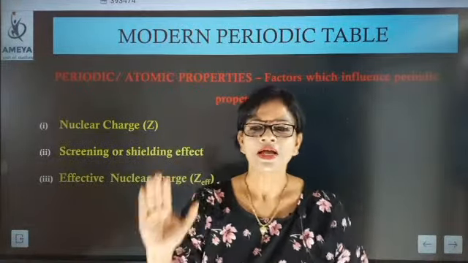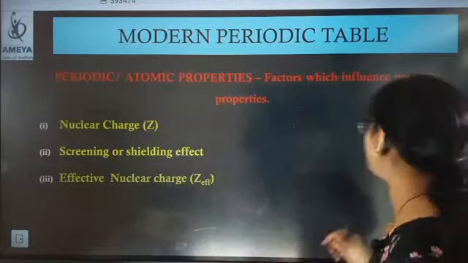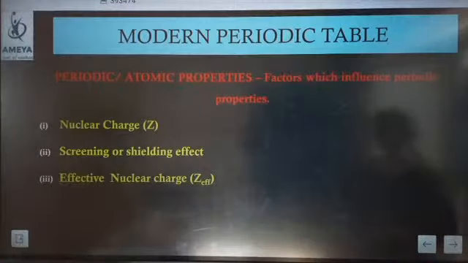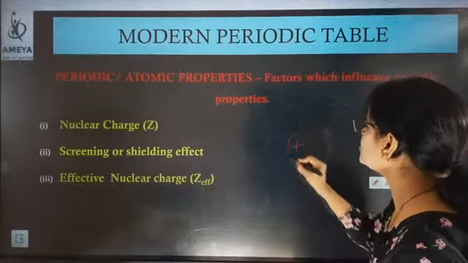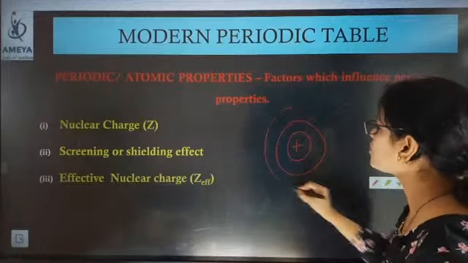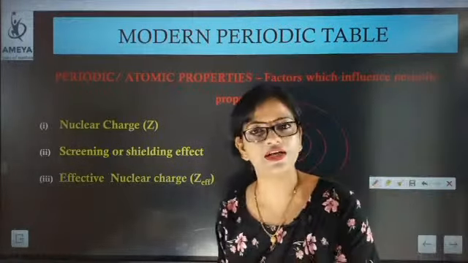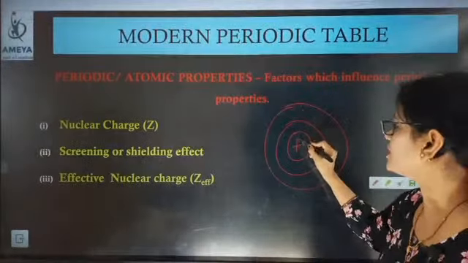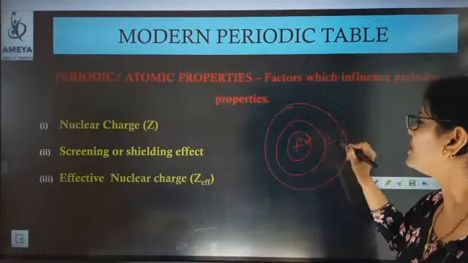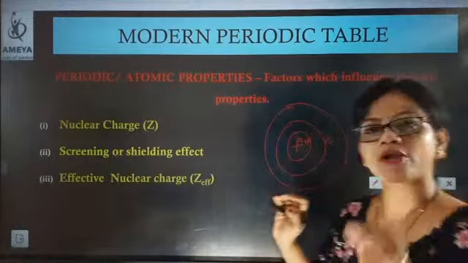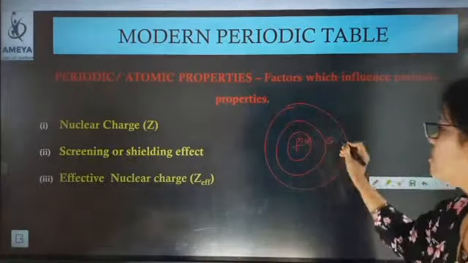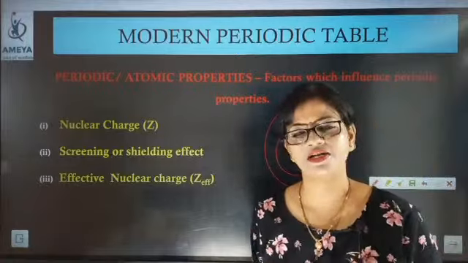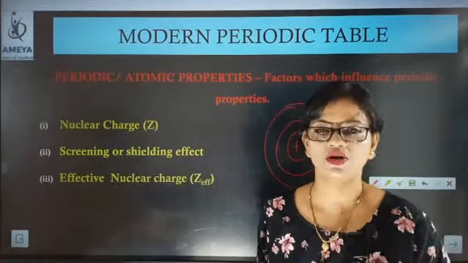Absolutely correct, Rashmi. Now one very important point: in the nucleus, neutron and proton are present. In the nucleus, neutron and proton are there, and in the extra nuclear part, orbits are there and electrons are present. Everybody knows this. Now we are going to discuss a CBSE question.